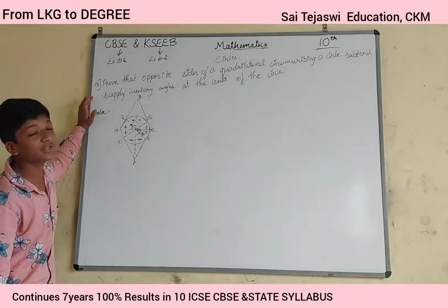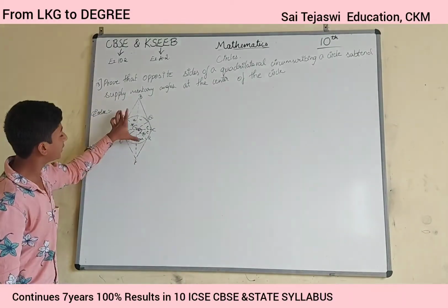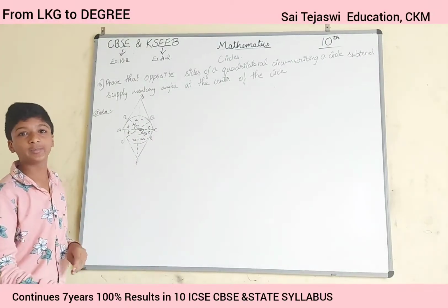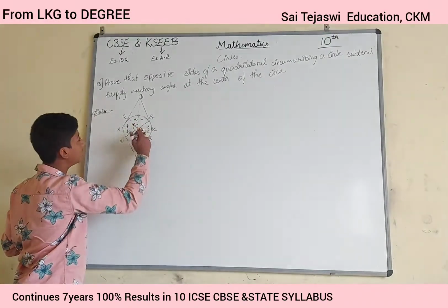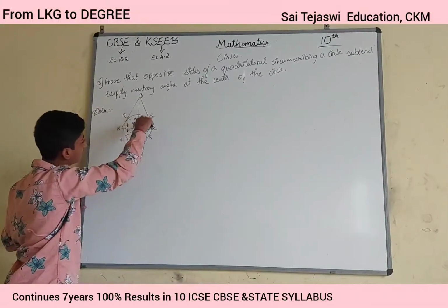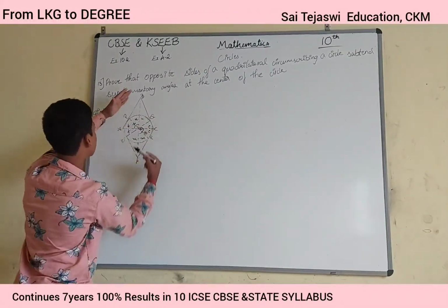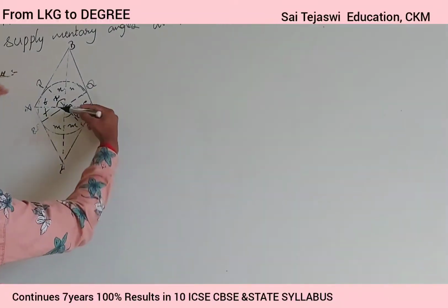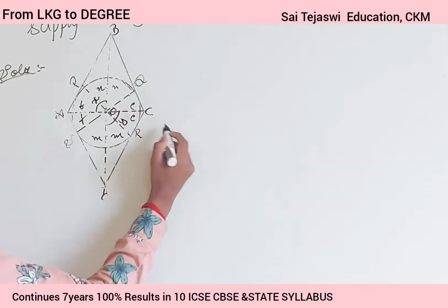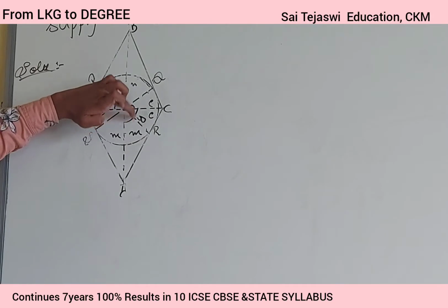It means that a circle is circumscribed by a quadrilateral, and we should prove that the opposite sides of the quadrilateral subtend 180 degrees, meaning supplementary angles at the center of the circle. So we construct a quadrilateral with the circle inscribed inside it with center O, and we consider one side of the quadrilateral. We have considered this as x, and this is another side. We have drawn lines, and this is the angle at the center of the circle.